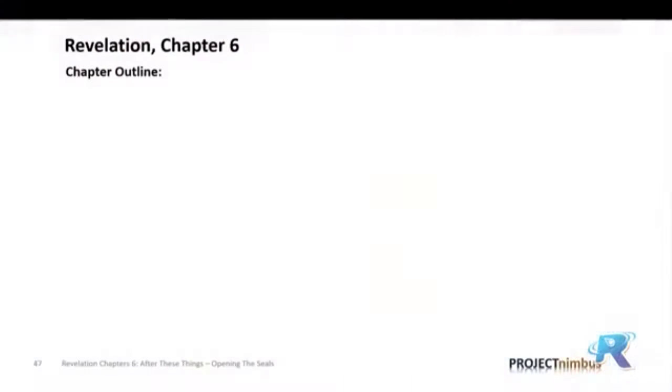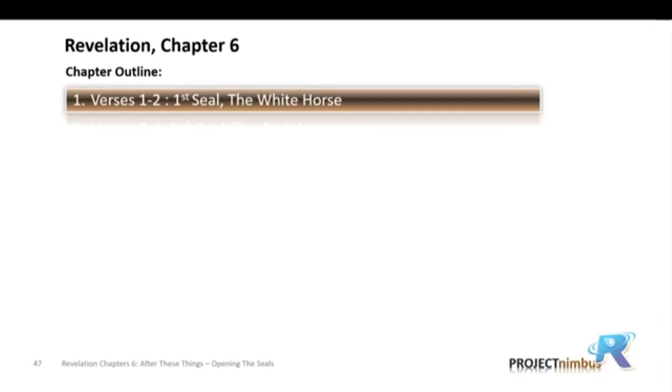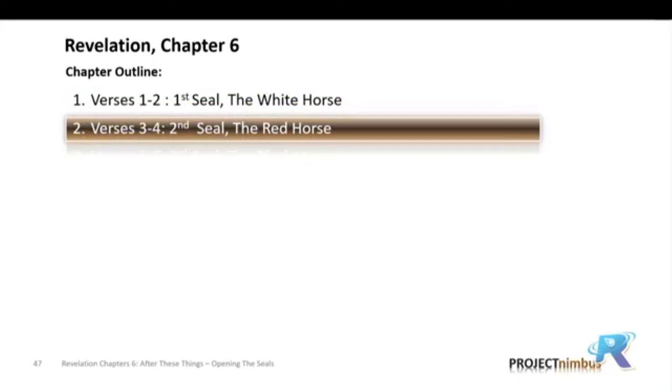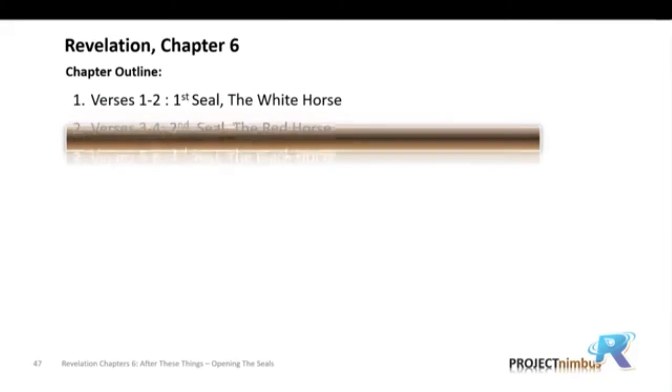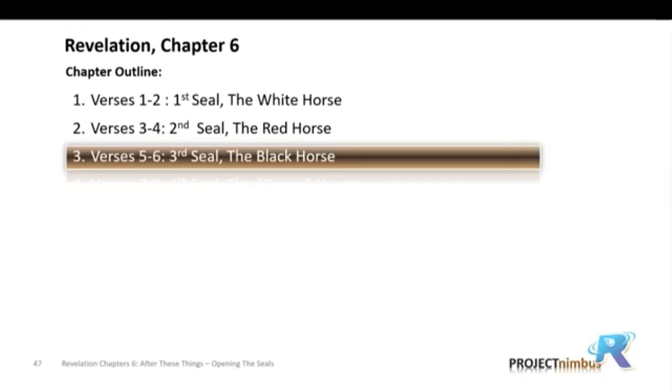As we always do, let's take a look at the outline of this chapter. Remember, I'm trying to teach you that outlining the biblical text in your personal study time is good for you. It helps you grasp the material. So what do we see? Verses 1 through 2 deal with the first seal, otherwise known as the white horse. Verses 3 through 4 deal with the second seal, otherwise known as the red horse. Verses 5 through 6 deal with the third seal, otherwise known as the black horse.